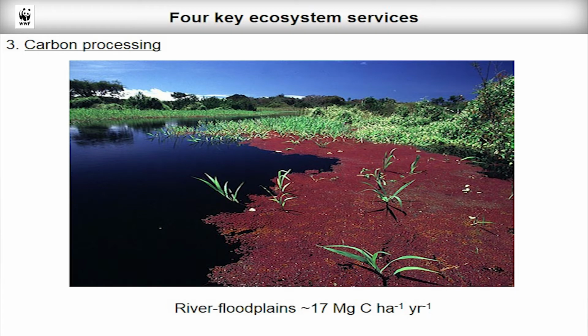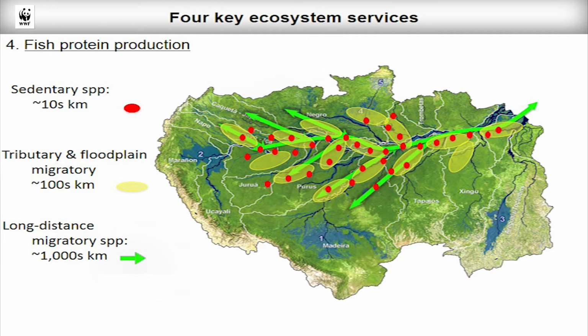Third ecosystem service, carbon processing. A lot is talked about how important terrestrial forests are for carbon budgets in the tropics. Yet, river floodplains in the central Amazon produce on average 17 megagrams of carbon per hectare per year. That is about 5 times more carbon than is produced by terrestrial forest. That means that freshwater ecosystems in the Amazon play significant roles in regional carbon budgets.